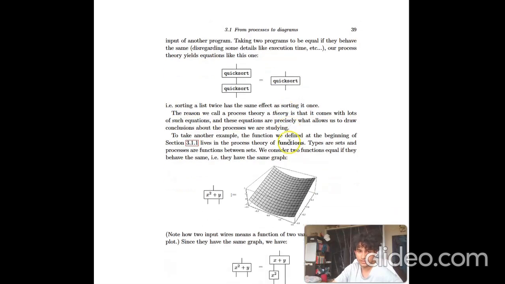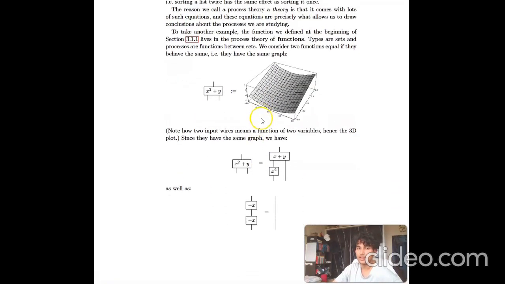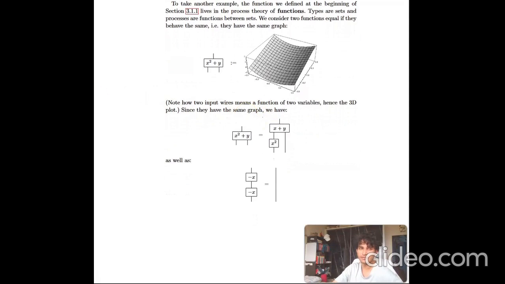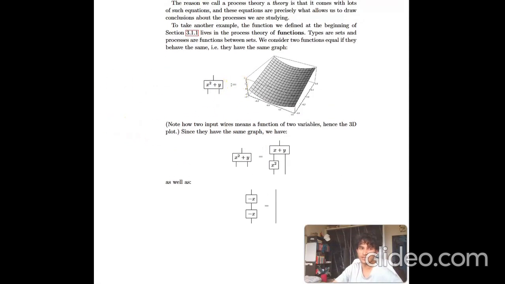Now let's go down to a little more rigorous example that helps you actually understand what we're doing here. Let's take the familiar example of a function f of x and y giving you x squared plus y as output. Now we're talking about the process theory of functions. We've moved from the process theory of computers to the process theory of functions. The process of taking x squared plus y is this graph over here, which we don't really care about right now because it's just a nice illustration.